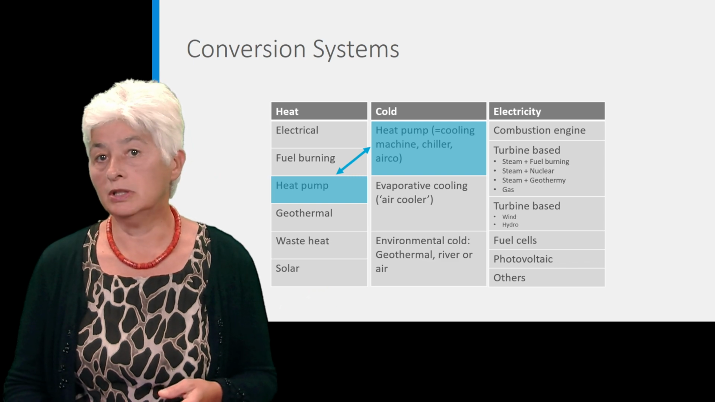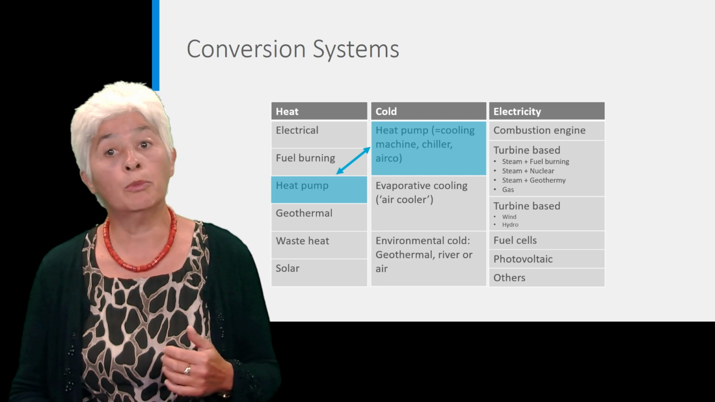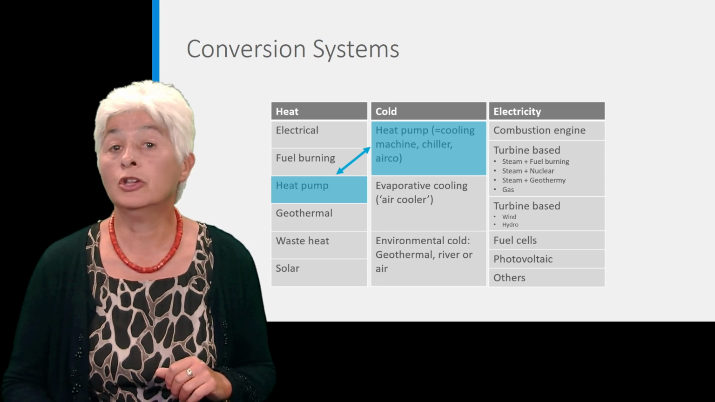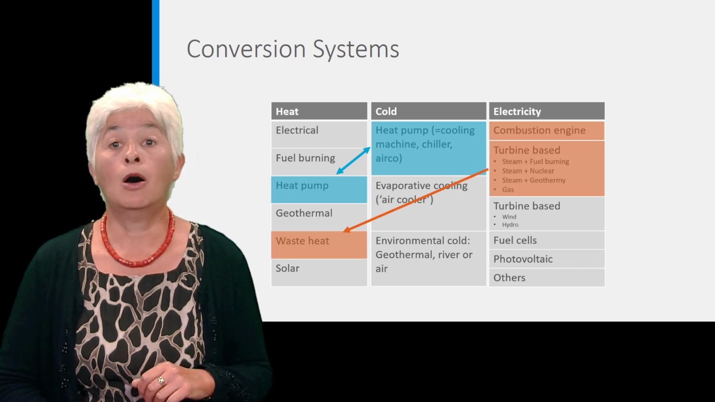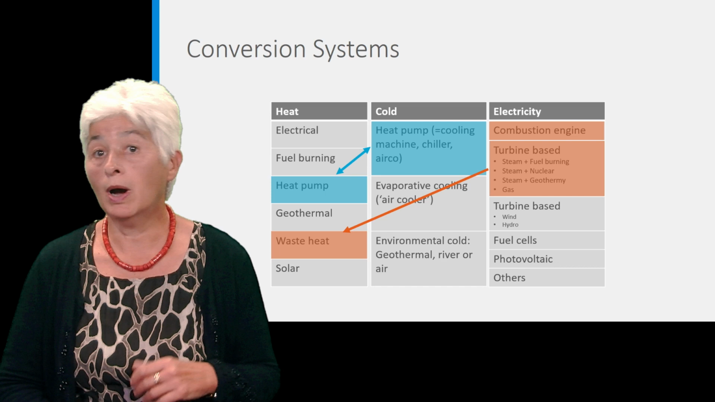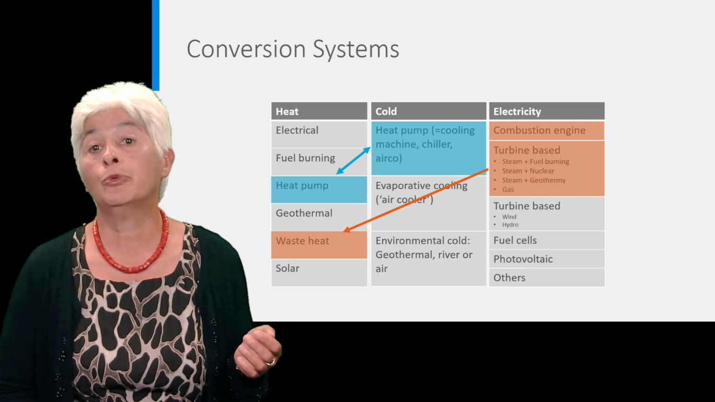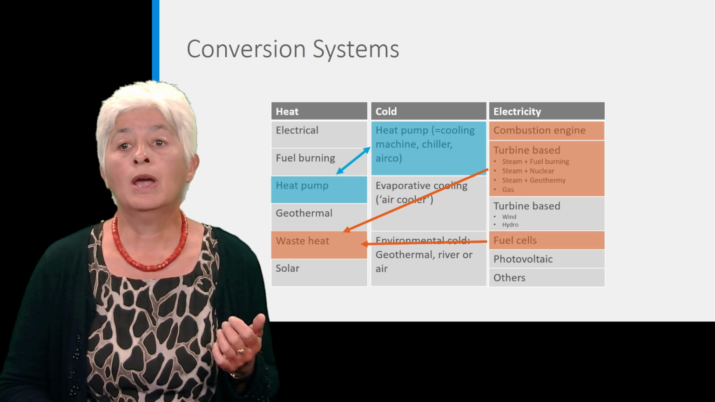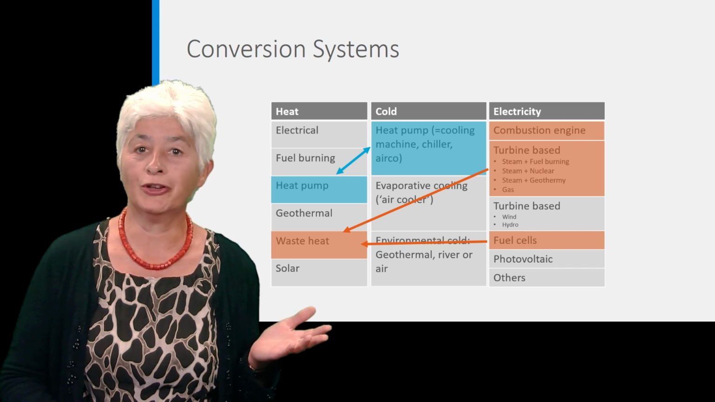Concerning electricity, we saw that it can be produced with generators based on combustion engines or turbines. Generally, waste heat is produced as well. Wind and hydropower are also turbine-based technology, while fuel cells are based on chemical reactions and produce waste heat and electricity. And finally, we have photovoltaic cells producing electricity from the sun.